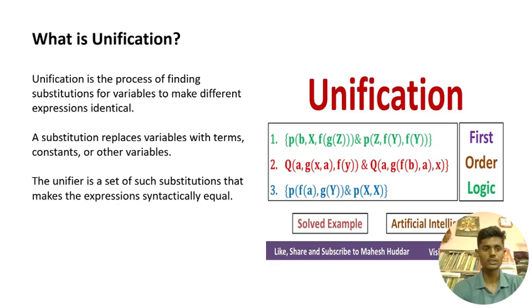What is unification? Unification is the process of finding substitutions for variables to make different expressions identical. A substitution replaces variables with terms, constants, or other variables. The unifier is a set of such substitutions that makes the expressions syntactically equal.